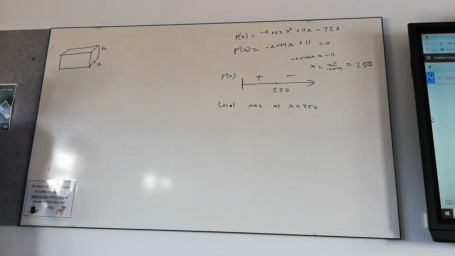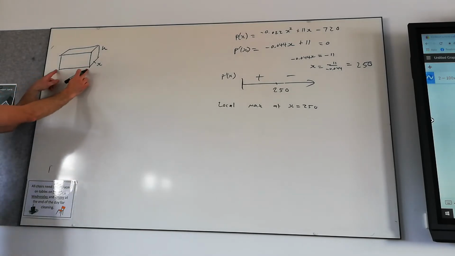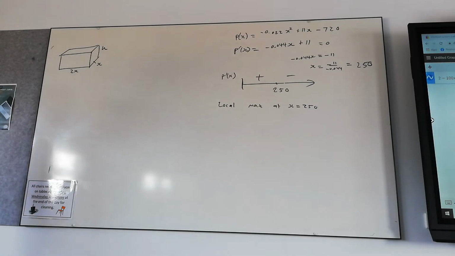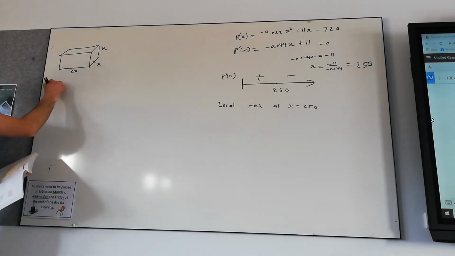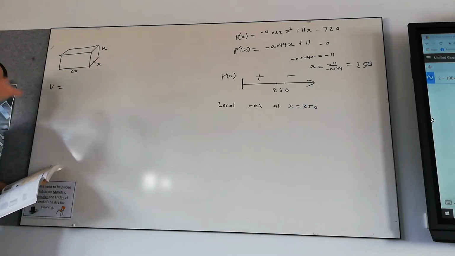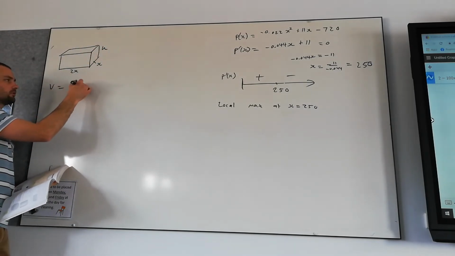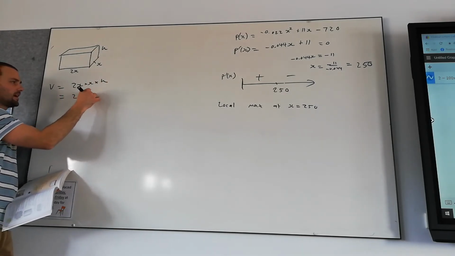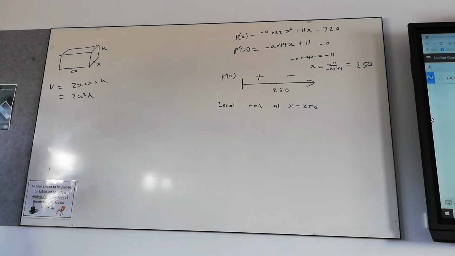Now it says the edges are in a ratio of 2:1. So that means this length is twice this length, so here we're going to have 2x. Now, the volume of this shape is going to be 2x times x times h. Length times width times depth. So we've got 2x times x times h. That's 2x squared h. Now, part A. Show that x squared h equals 100.